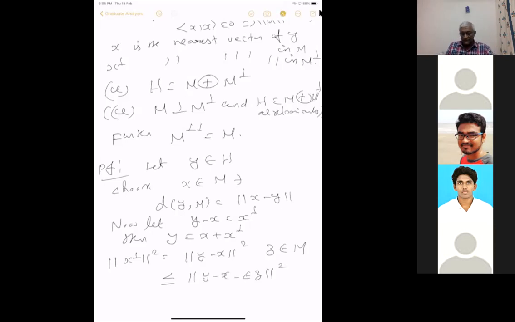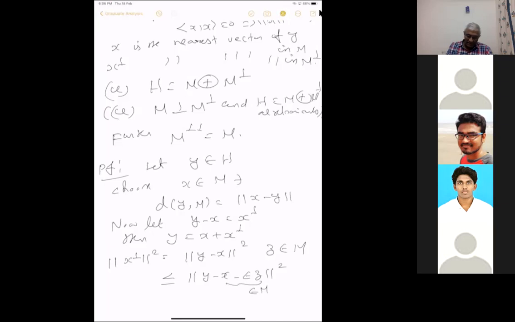Further, this is true. This is because this is the distance between y and x. This is the distance between y and x minus epsilon z. But x minus epsilon z is also in M. So the distance between y and something in M will be greater than that, because the minimum distance is attained at x. So this norm is greater than this, for every epsilon.